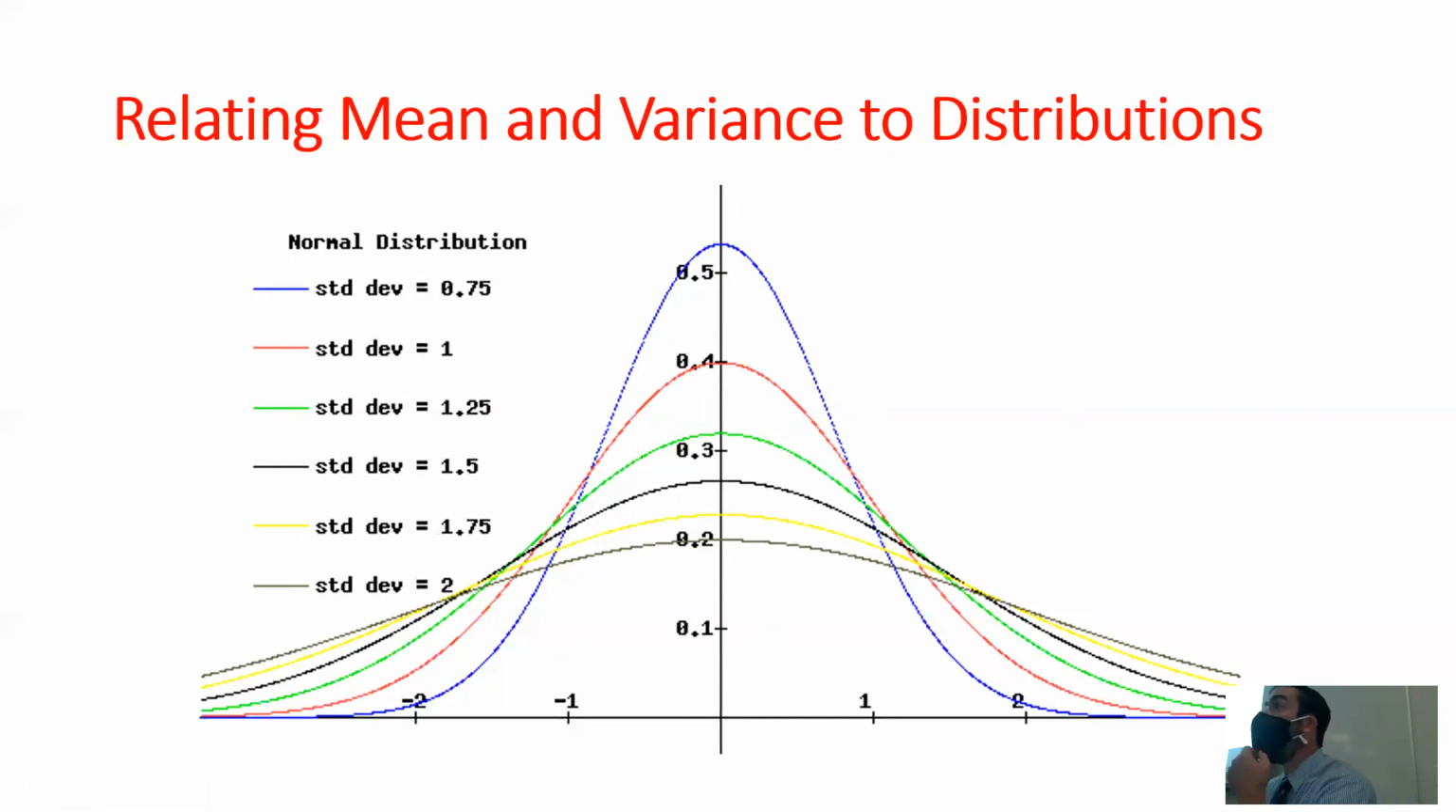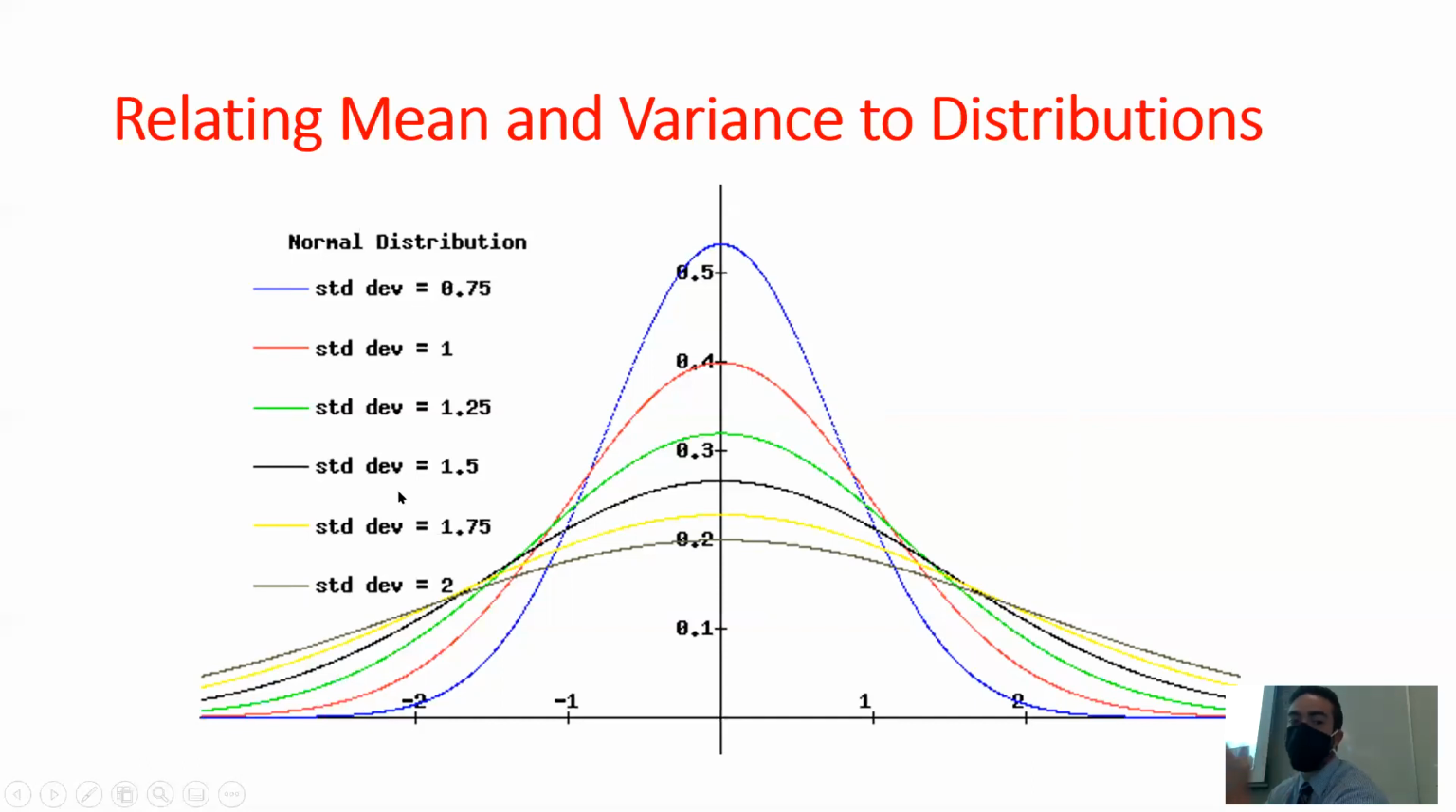Also, if we have a very low variance, notice values that are very far from the mean. This blue line represents the lowest variance or lowest standard deviation. Values far away from the mean also have really low relative frequencies. It's not very likely that we see those values.